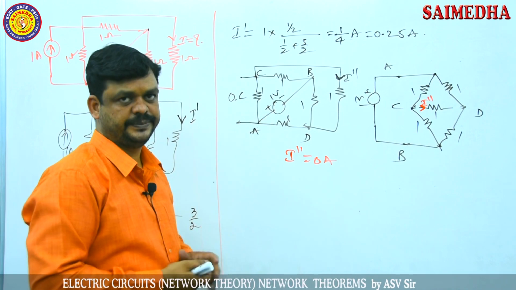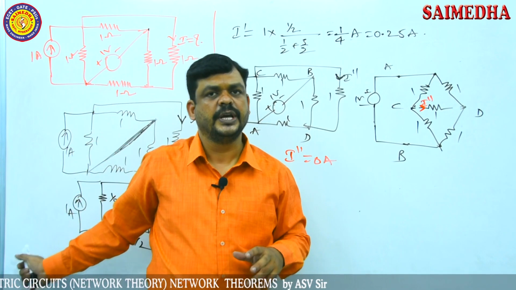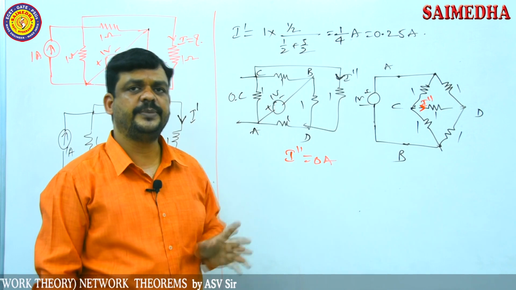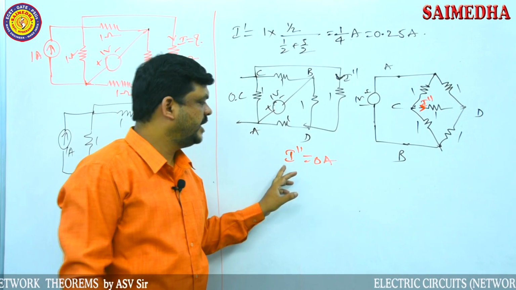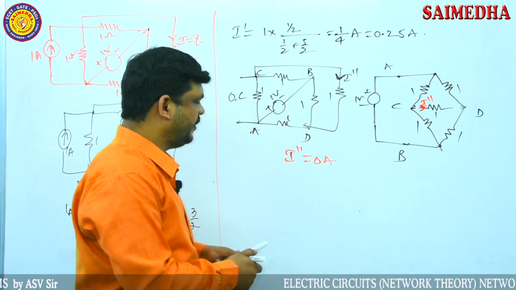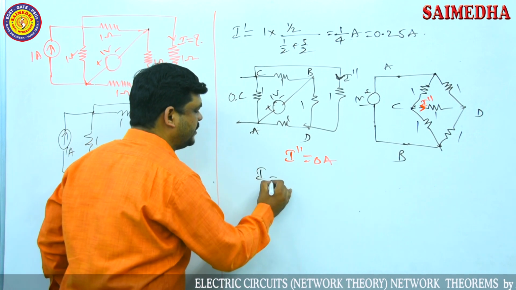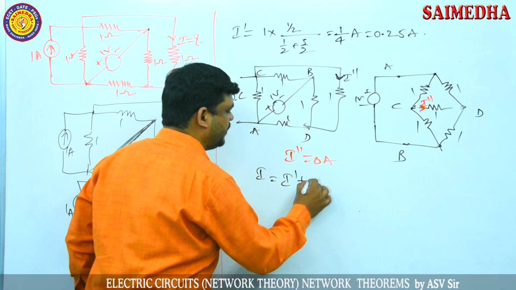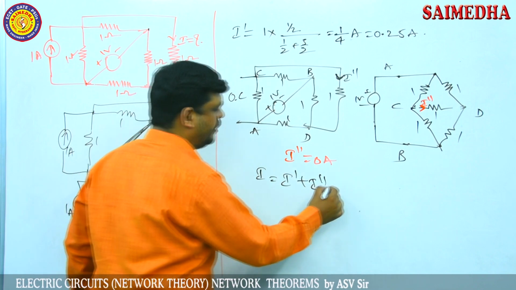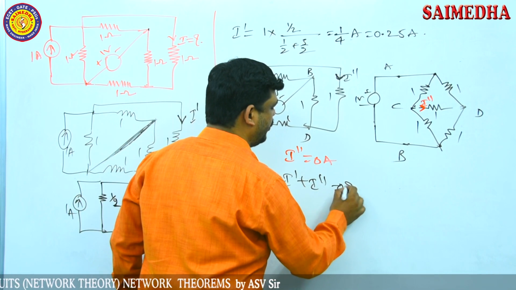So due to the current source, the response is 0.25 amps, and due to the voltage source, the response is 0 amps. Then from the superposition theorem, the total response is equal to the sum of the individual responses. I dash plus I double dash is equal to 0.25 here.